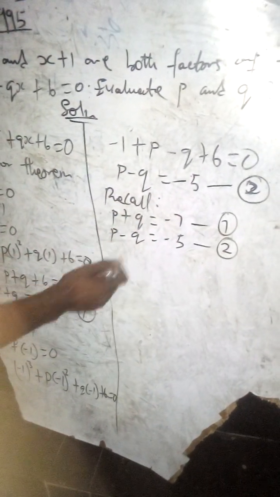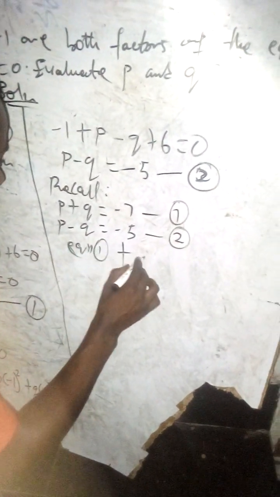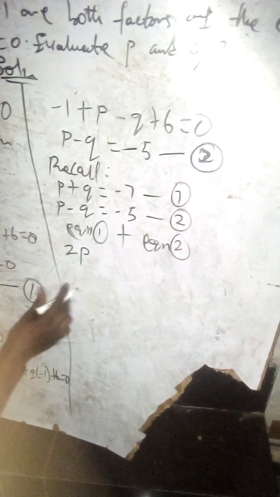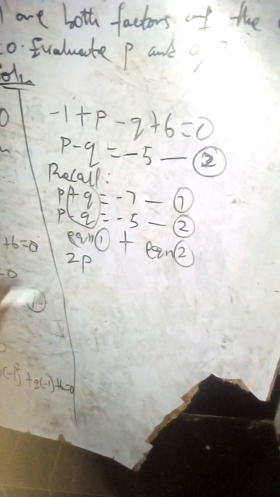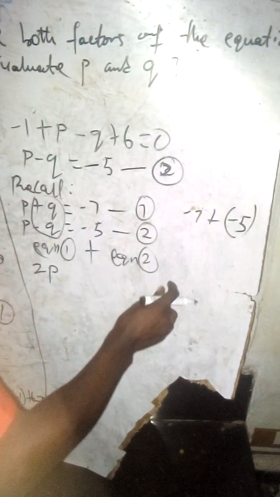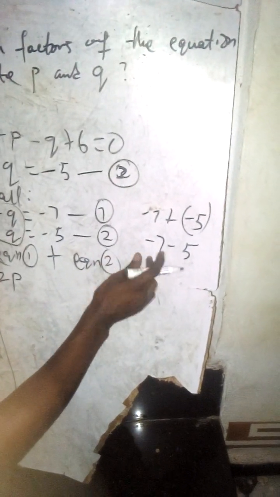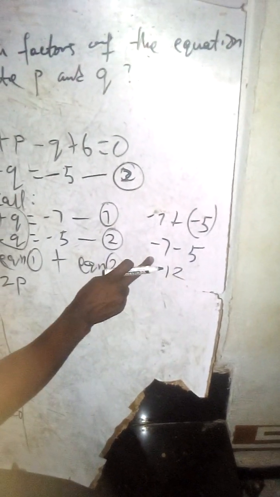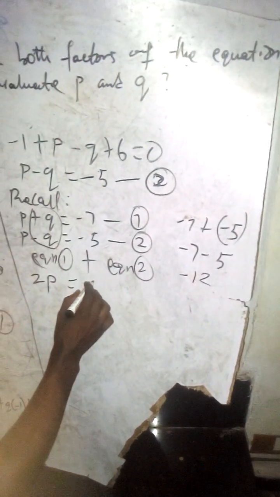If you add equation 1 and equation 2 together, you have 2p. This one and this one will cancel. Plus and minus sign will cancel. We have minus 7 plus minus 5. Minus times plus will give you minus. We now have minus 7 minus 5. Minus times minus is plus. 7 plus 5 will give you 12. But because this 7 here had negative sign, we call minus 12. We now have 2p equals to minus 12.